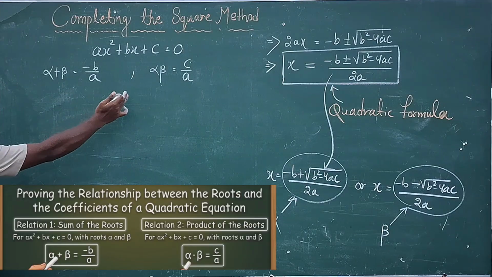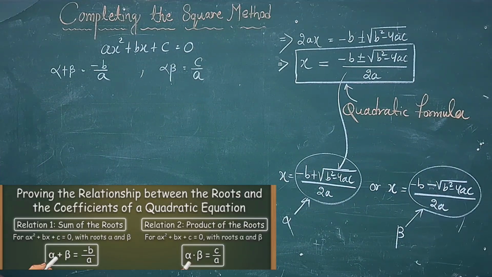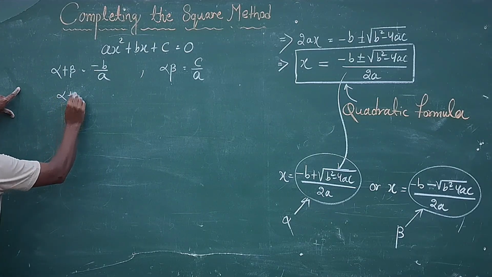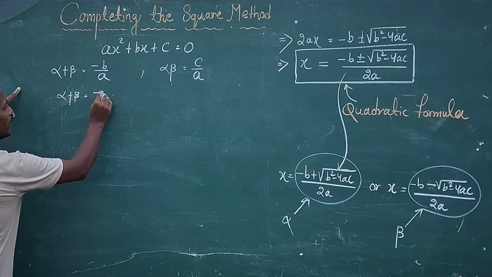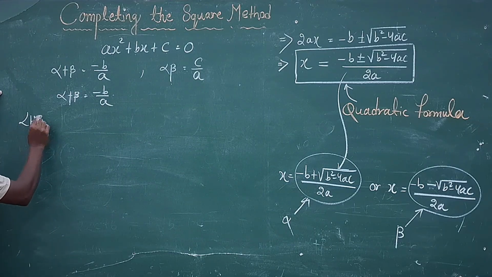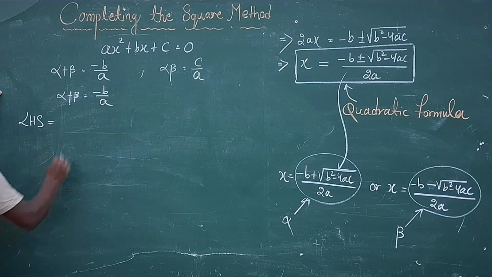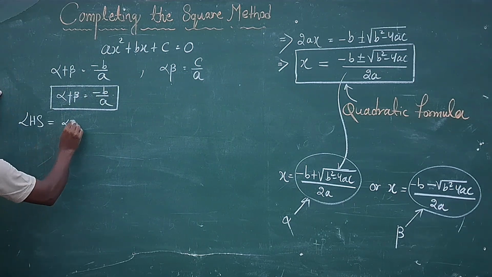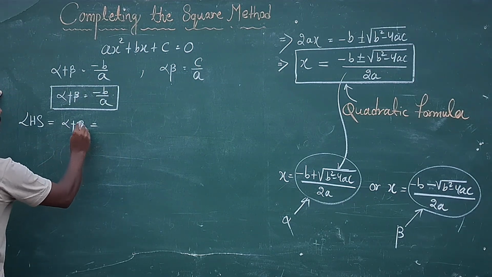So we have two relations. We can verify that also. Let's pick up the first one. We have alpha plus beta is equal to minus b by a. Let me take the left hand side of this particular relation, alpha plus beta.